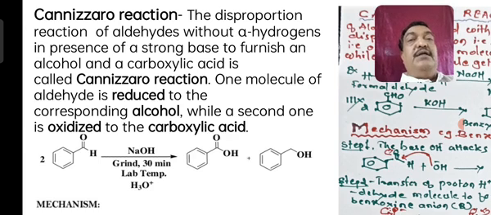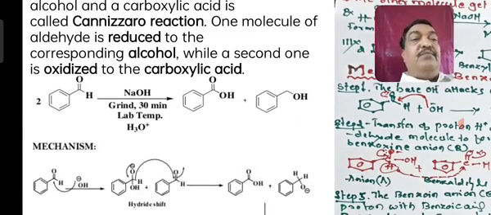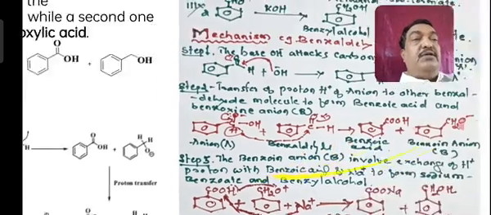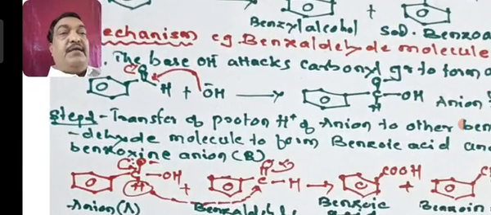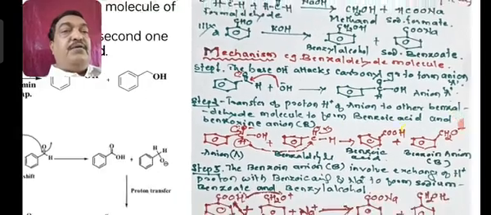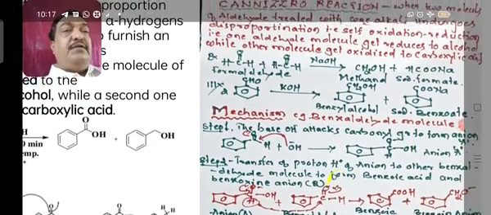Therefore, it is called a disproportionation reaction of aldehyde without alpha hydrogen. So there is no alpha hydrogen because there is a benzene ring C double bond OH. And for the mechanism, you can see either this one or whatever I am showing here with my viewpoint. I am giving both options for you. Whichever you feel, you can consider.